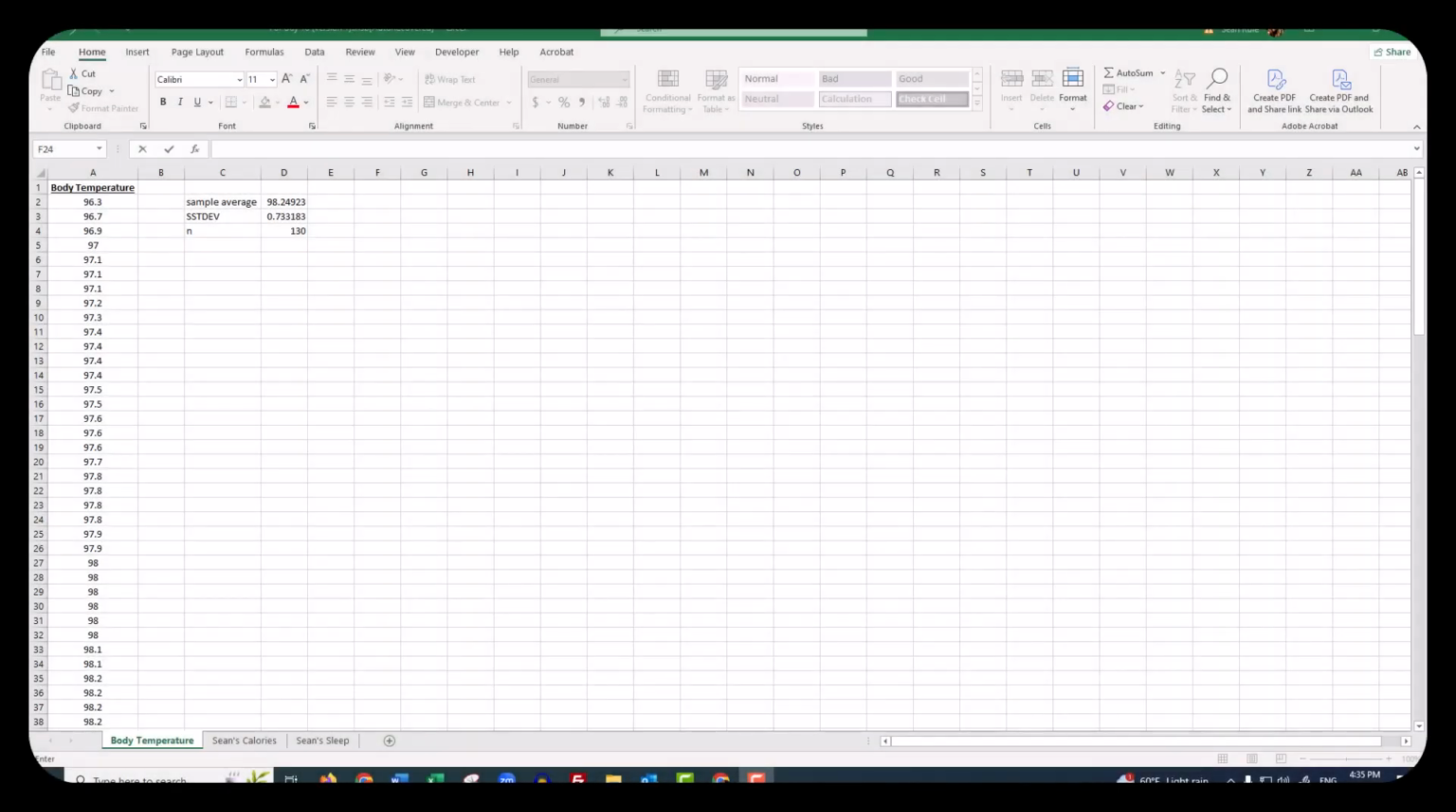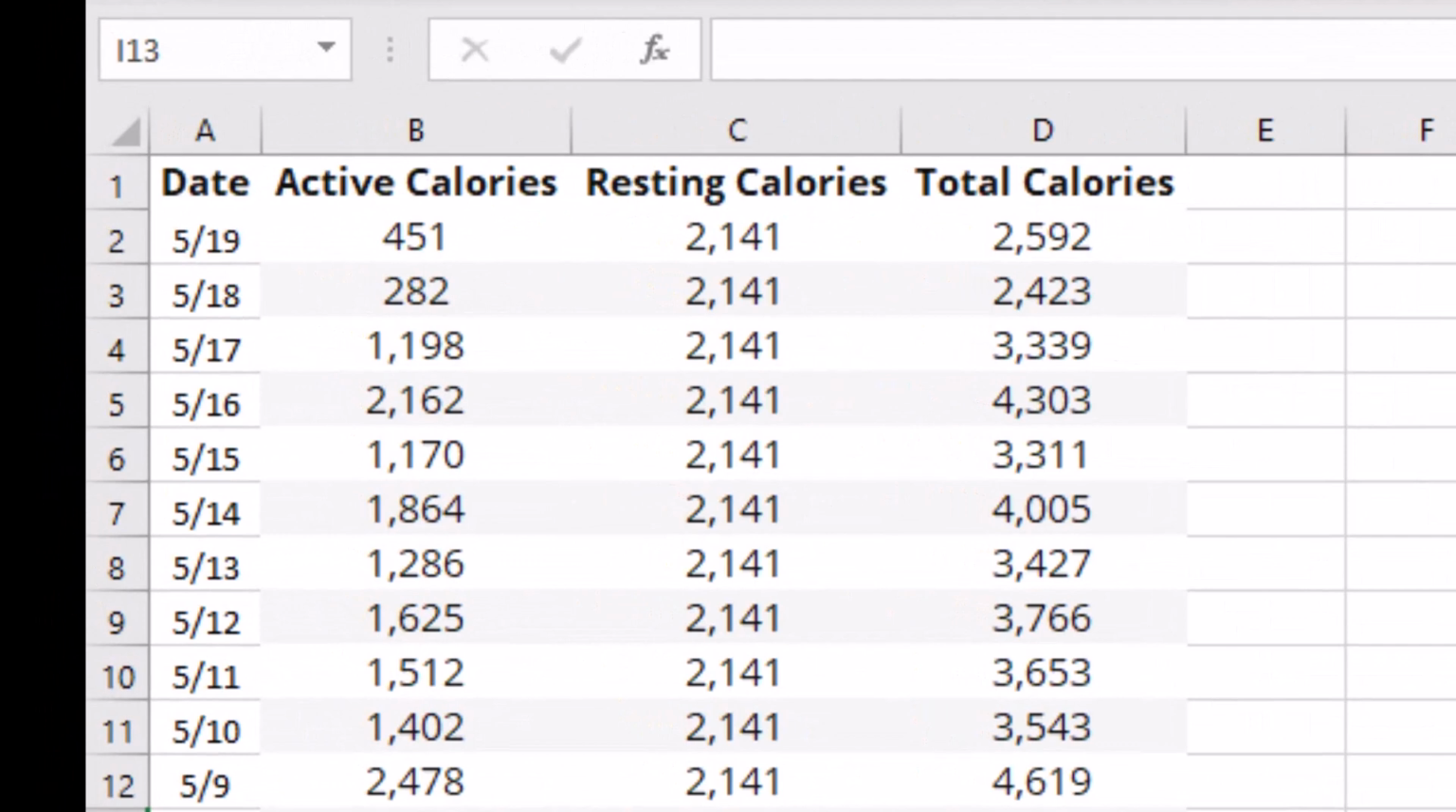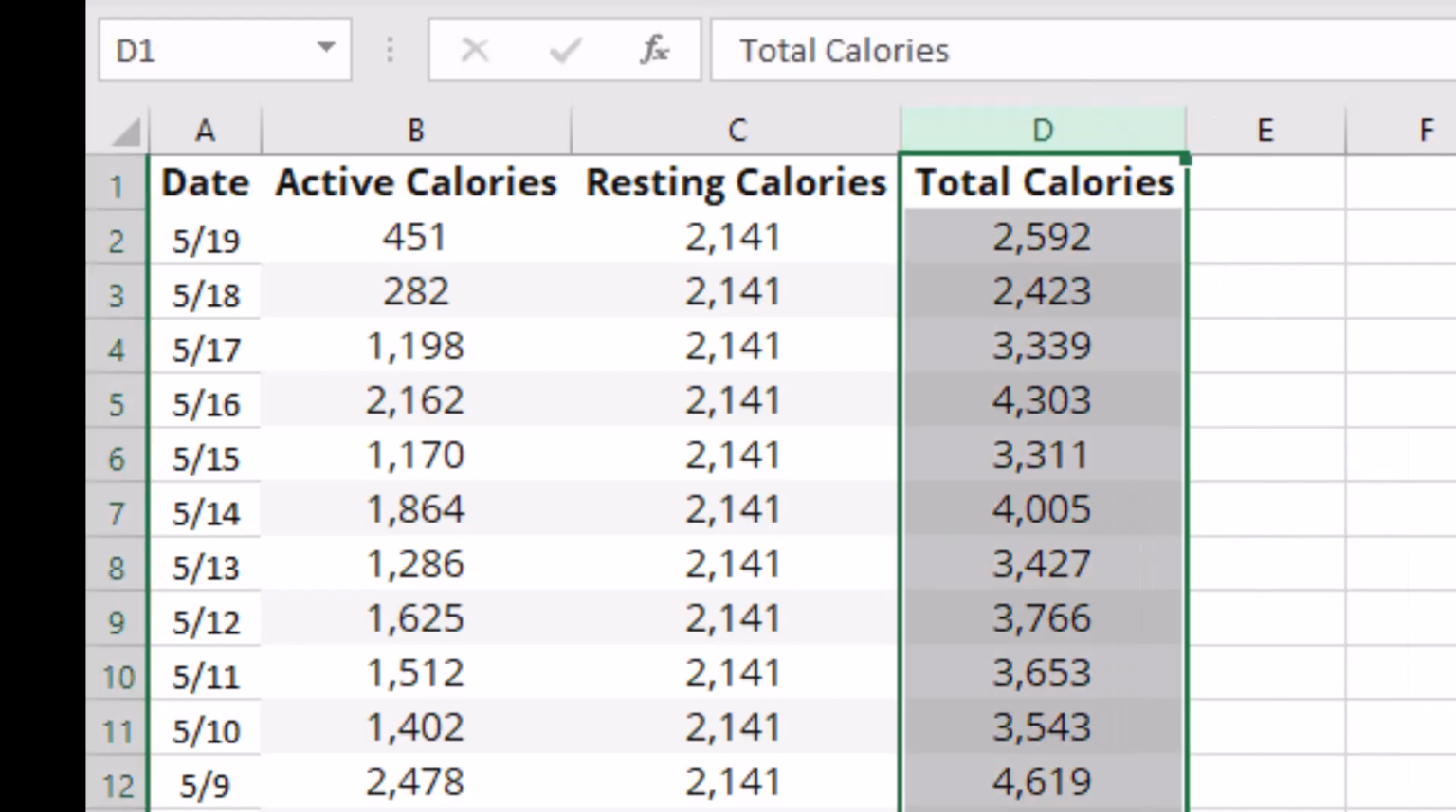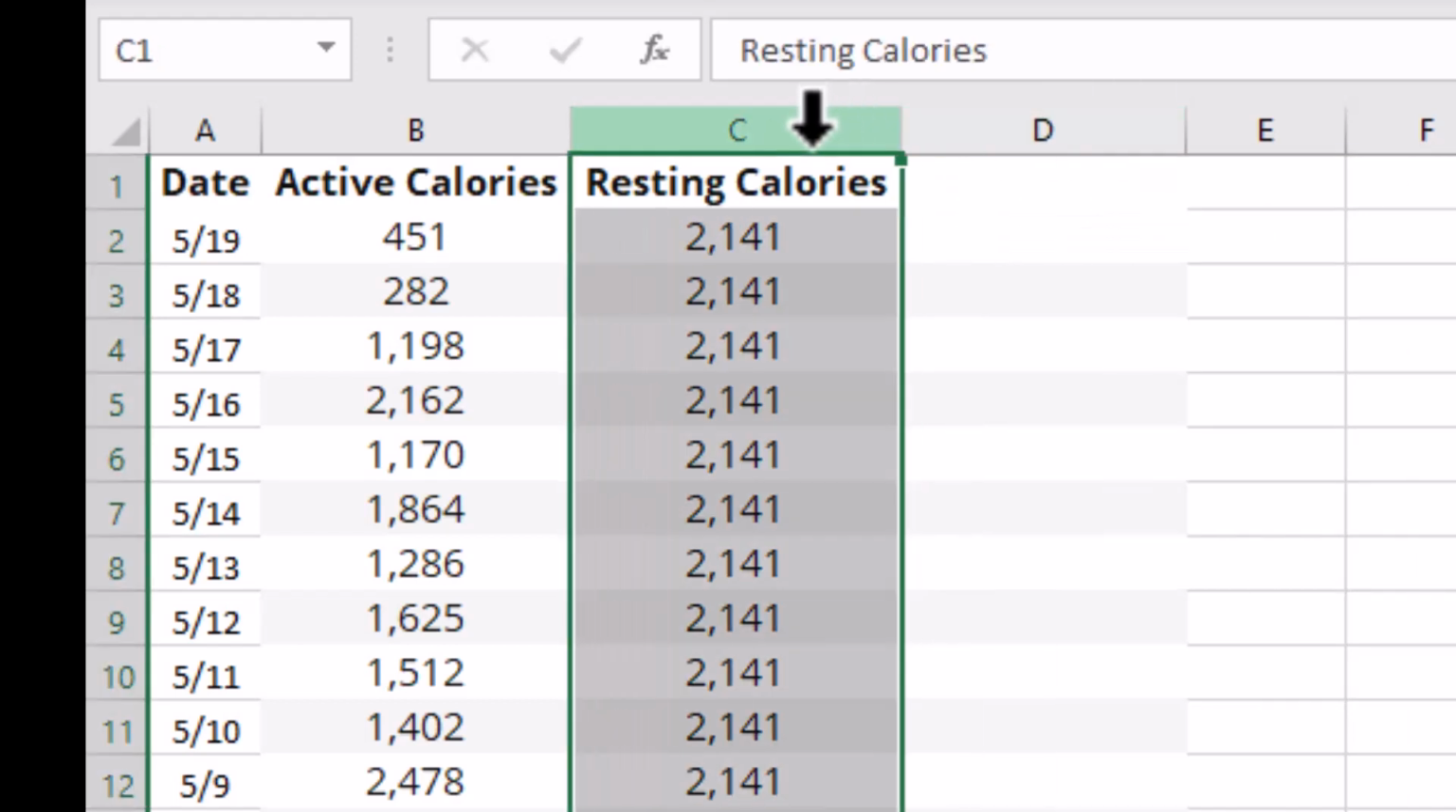Okay, my dear friends, now let's get back into that spreadsheet that you downloaded for the last example, because I've got another data set in here, which is my calorie outputs. Okay, so here we are, and let's see if we can make some sense of this. This is the graph you were just looking at. I'm going to go ahead and delete total calories. We don't want total because I don't want to look at these resting calories.